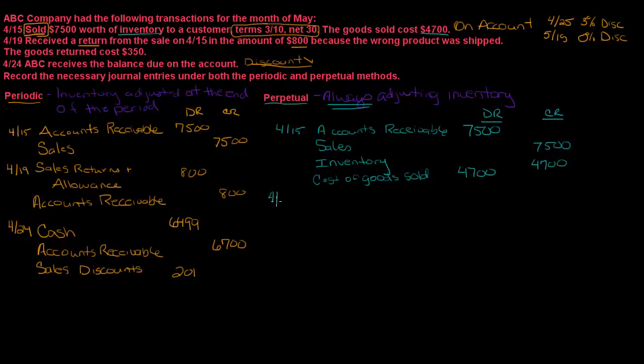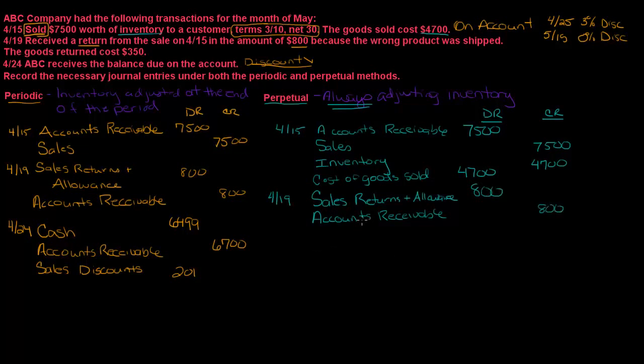So now let's look at 419. On 419, we've got that return. So we're going to record the first part exactly the same way as we did for periodic: sales returns and allowances and accounts receivable. That's exactly the same as what we did before. Put in my 800 and my 800.